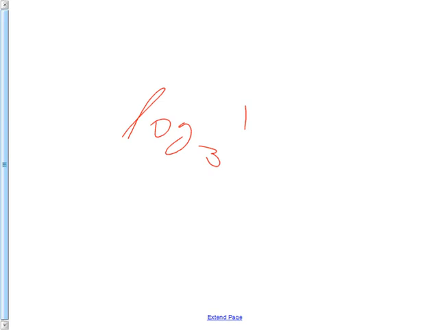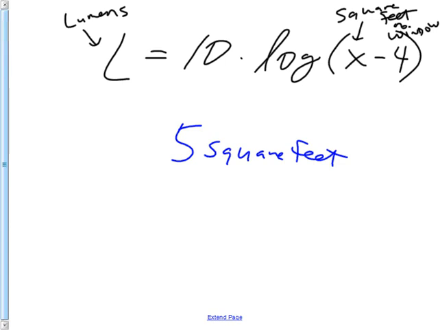I'm going to go back to this now. What happens when I put a 5 in? You get a 1 where? In the argument. You won the argument. What do you get? 0. 0 times 10 is still 0, isn't it? What's the point? The point is the lumens would be 0. If you have 5 square feet, that's not enough to let in enough light to make it work. Yeah, you'll have no light.